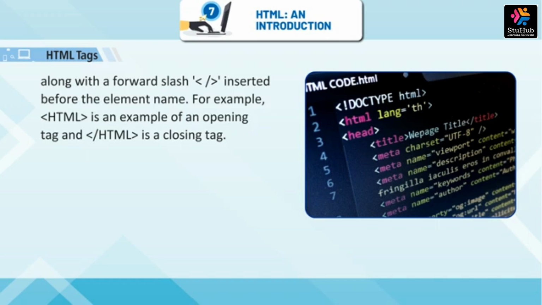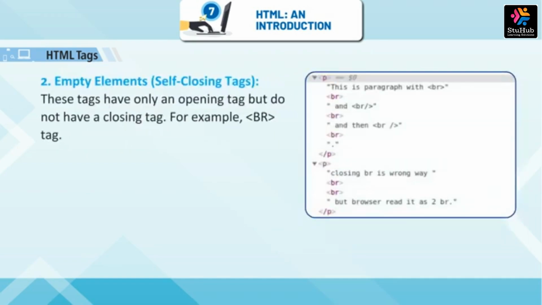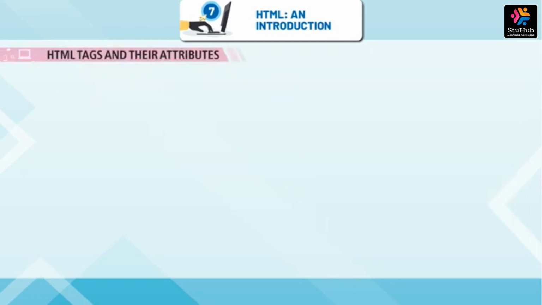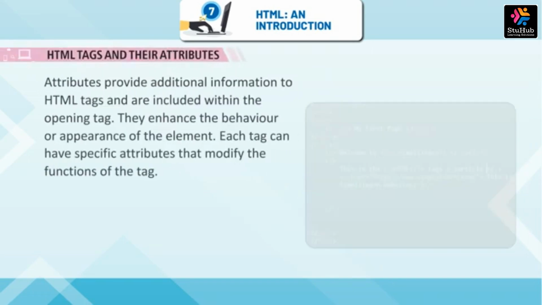For example, <HTML> is an example of an opening tag, and </HTML> is a closing tag. Empty elements, self-closing tags. These tags have only an opening tag but do not have a closing tag. For example, the BR tag. HTML tags and their attributes.